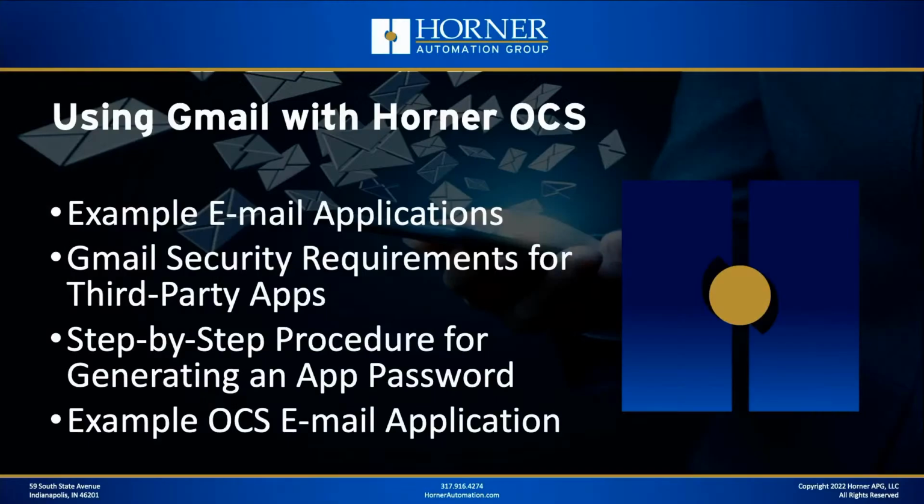All right, let's break down today's topic. We're going to start by taking a look at some example email applications, some areas where you can really take advantage of that capability in your machine. We're going to talk about Gmail security requirements for third-party apps. We're going to give you the step-by-step procedure for generating an app password, which seems to be the secret sauce that's going to allow Gmail to work. And then we're going to go through an example OCS email application so you can get some ideas on how you might be able to integrate email capability into your next OCS project.